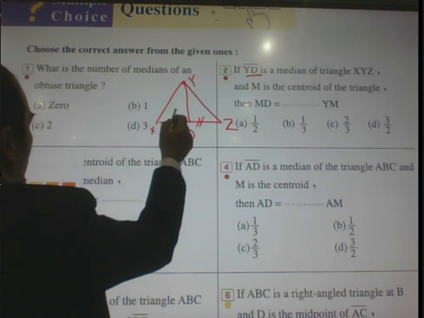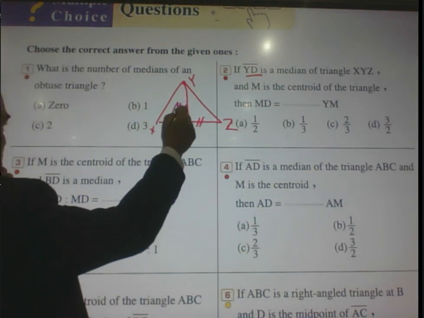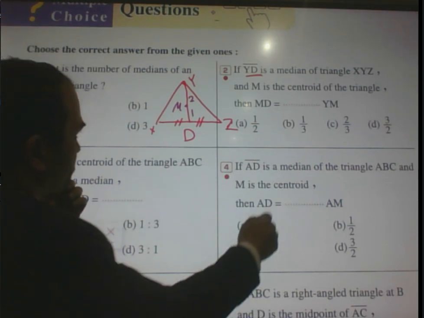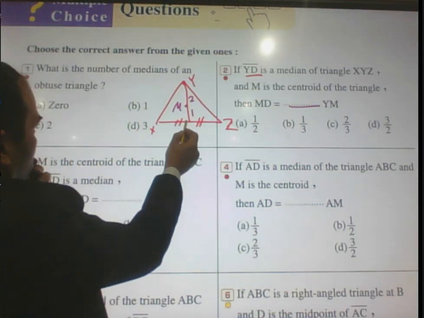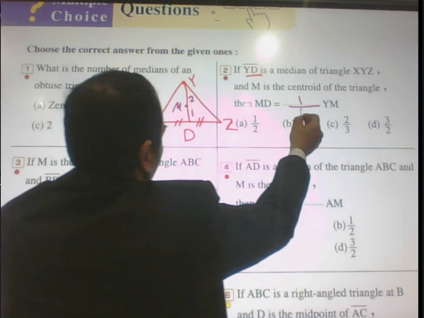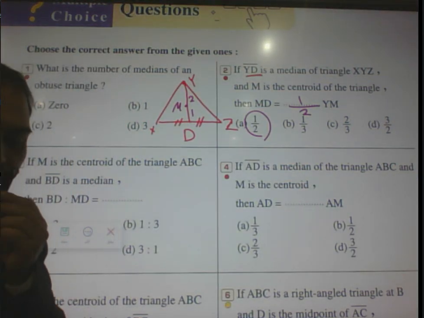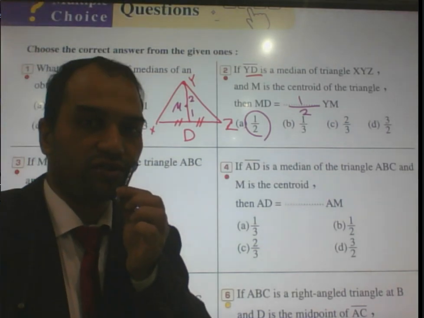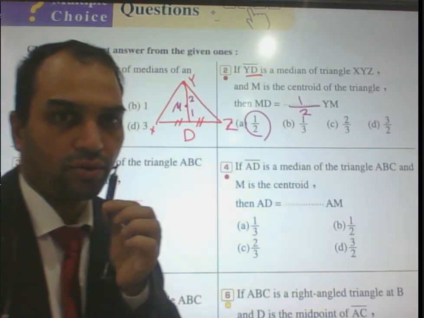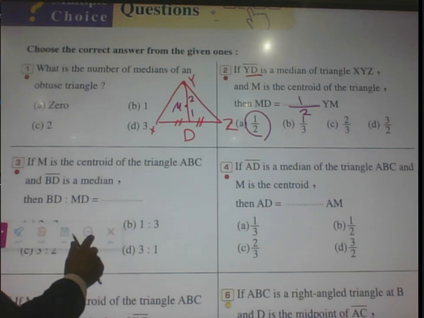M lies here. We call it the centroid point. This centroid point divides the median into two parts. The ratio will be 2 to 1 from the vertex to the base. They want to find the ratio between MD and YM. Look here, MD is one part, and YM is two parts. The result will be 1 over 2. Then MD is half of YM. The ratio between MD and YM will be 1 over 2. You know the median? YD is the median, and M is the centroid point. Next question.